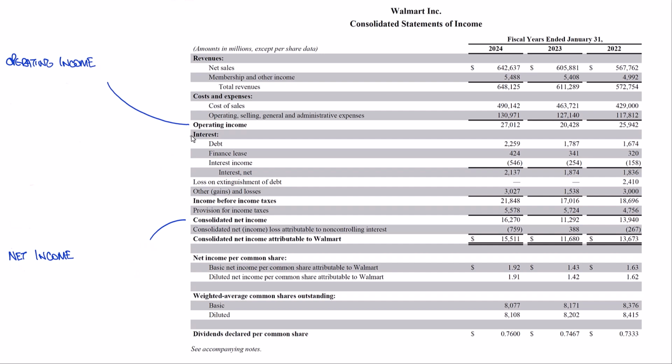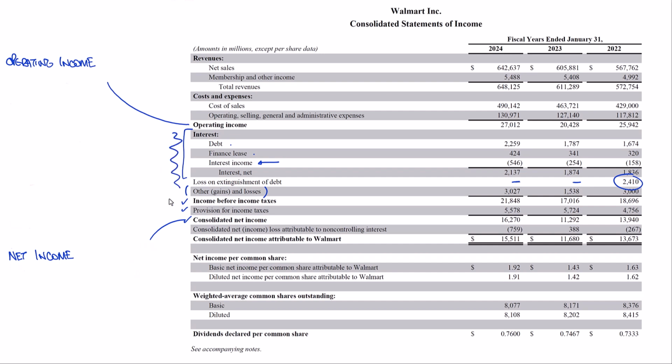We have some interest in here, which includes interest on debt, interest on finance leases, and some interest income to give a net figure. Then there would be a loss on extinguishment of debt if this were 2022, but nothing for us. Then we have other gains and losses, which is suitably vague, before we get to our income, our profit before tax, and our taxes. So this stuff is fine. But this is a bit of a mess.